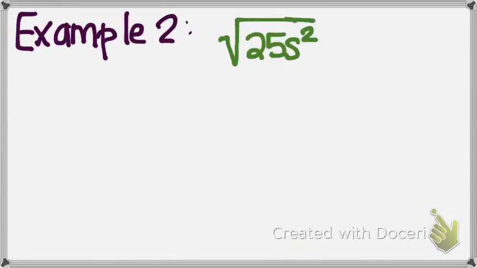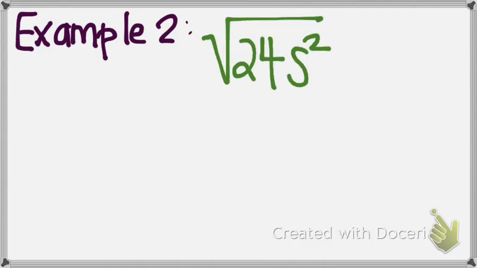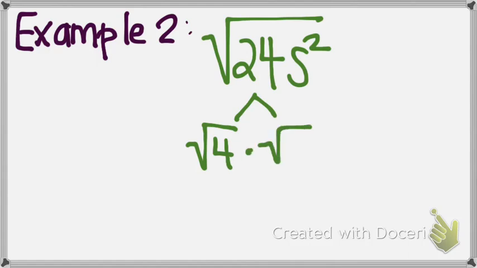Example 2. Simplify a variable expression. So again, we're going to factor using the greatest perfect square factor. Here's example 2. I wrote it wrong. So we have the square root of 24s squared. So I'm going to factor using the greatest perfect square factors, and I'm going to use the square root of 4 times the square root of 6 times the square root of s squared.